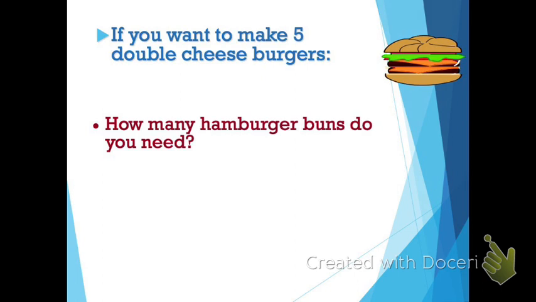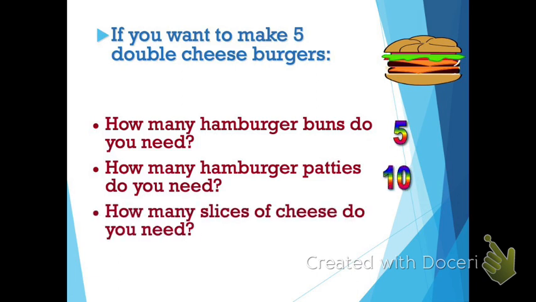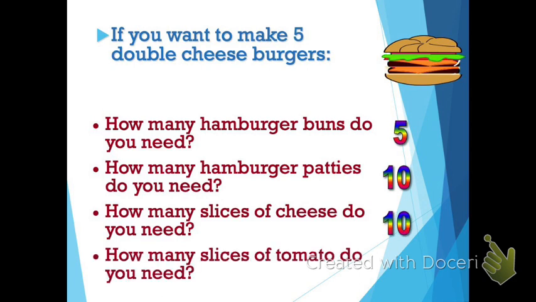If I want to make 5 of them, how many buns do I need? If I wanted to make 5, my recipe calls me to make 5. How many do I need? 5. How many patties do I need? 10. How many cheese slices do I need? 10. And how many slices of tomato do you need? 5, right? That's what the recipe calls for. The ratio stayed the same, didn't it? Right? 2 patties per 1 double cheeseburger. 2 cheese per 1 double cheese, right? All of the other things stay the same. The ratio stays the same, but the amount of product we could form changes.